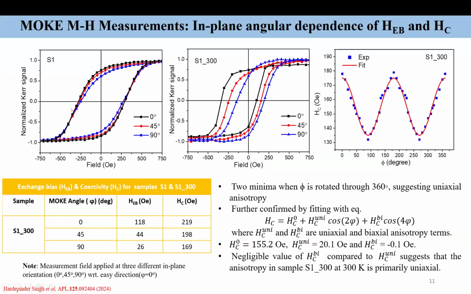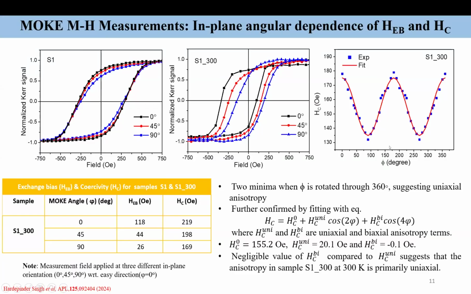So further, we did MOKE analysis, and as we can see here, for the as-deposited sample, there was negligible EB, and the coercivity was also the same, 280 oersted, in all three directions, showing isotropic behavior. Whereas the S1300 sample showed an EB of 118 oersted, which reduced with increase in the MOKE angle, and coercivity also reduced, and the Mr/Ms ratio also showed a decrease with increase in angle, showing uniaxial behavior.